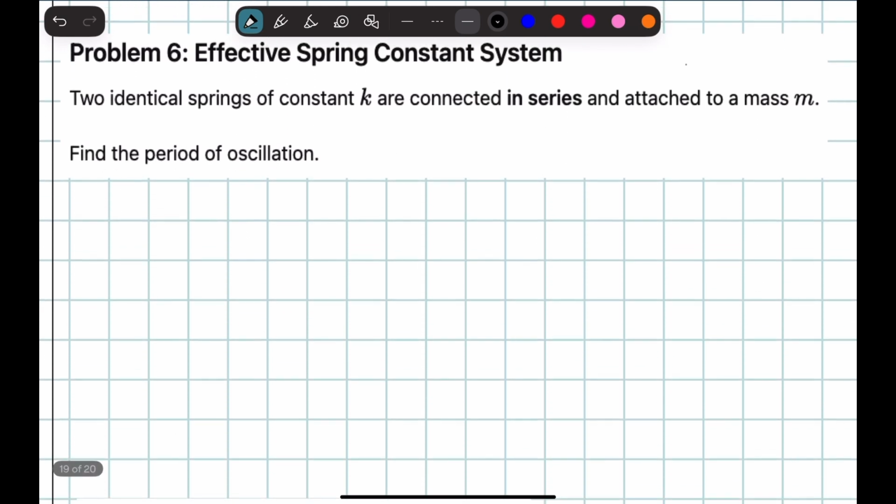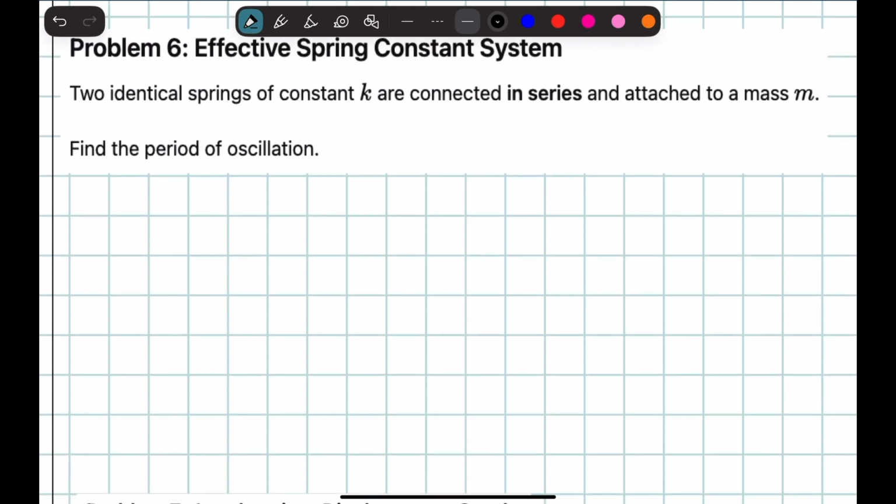Two identical springs of constant k are connected in series and attached to a mass m. Find the period of the oscillation. So the effective spring constant for springs in series is 1 over k effective equal to 1 over k plus 1 over k, which is 2 over k. Now we can flip the whole thing. k effective is going to equal k over 2.